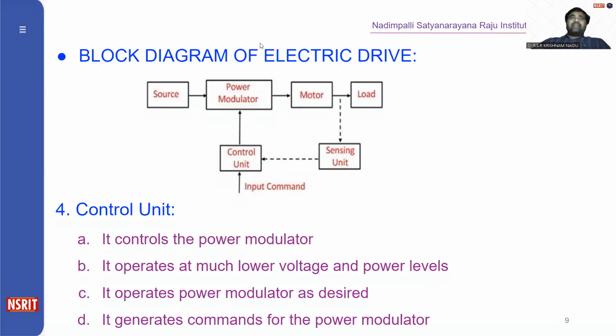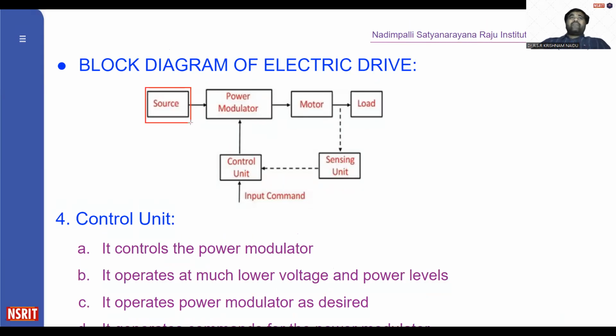So in brief, I can say that the source will be converted by the power modulator, and then it will be given to the motor, and the motor drives the load, and the sensing unit will sense the signals. Then the sensor signals will be sent to the control unit, and the control unit will compare the sensing unit output and input command, and then it will generate the command signals to the power modulator. Then accordingly the power modulator will change the operation of the drive. So this is all about the block diagram of the electric drive.